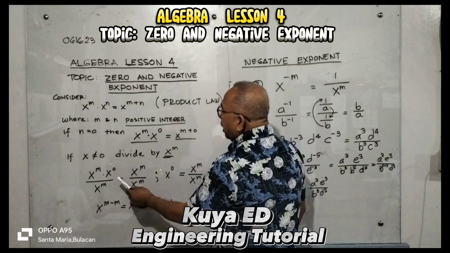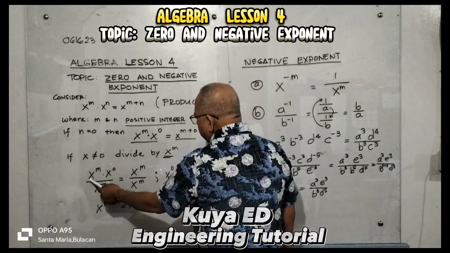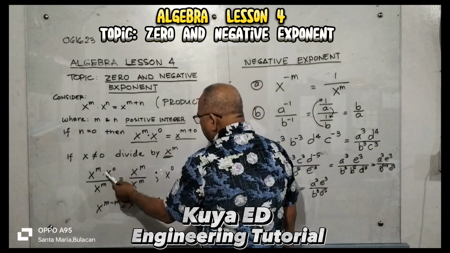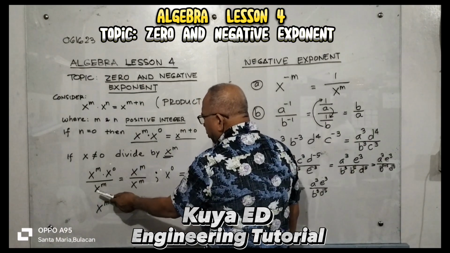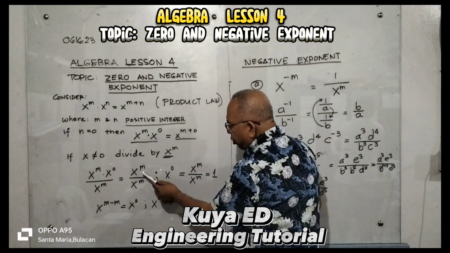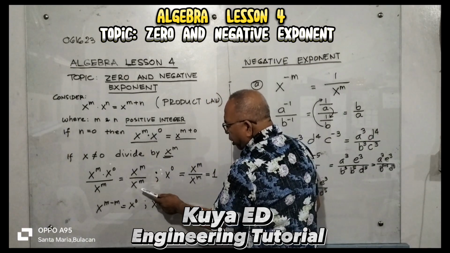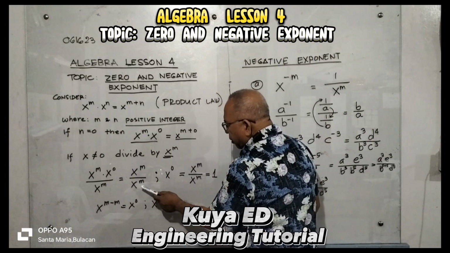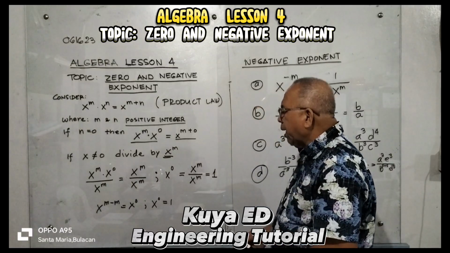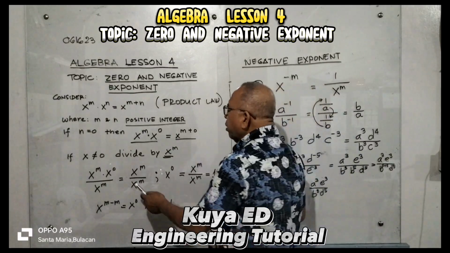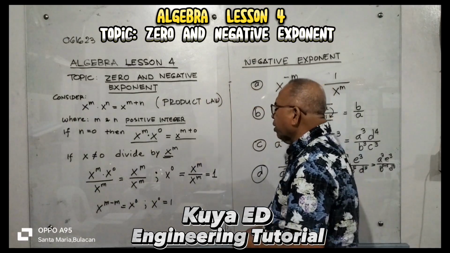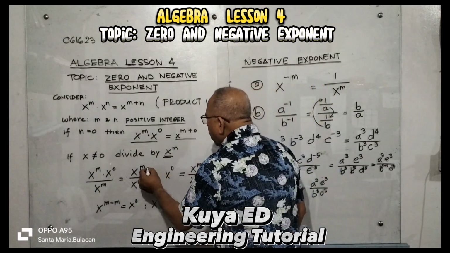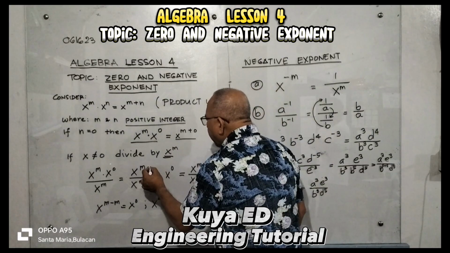Makita natin na x to the m times x to the 0 power over x to the m is equal to x to the m over x to the m. Meaning, nasaan na yung napunta yung x to the 0? Ang x to the 0 is actually equal to 1.